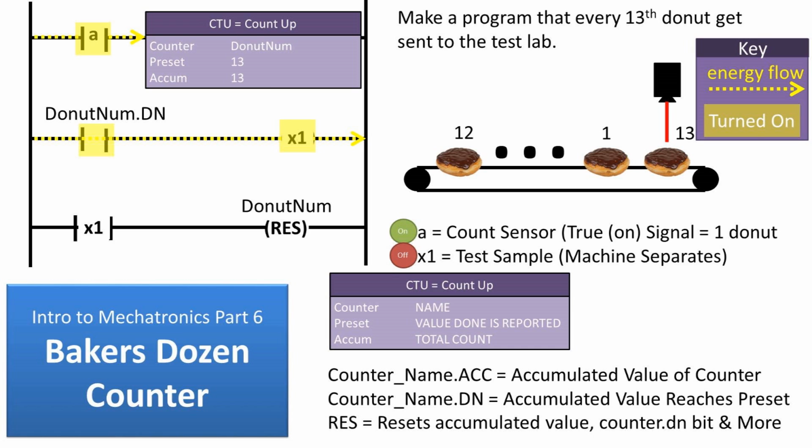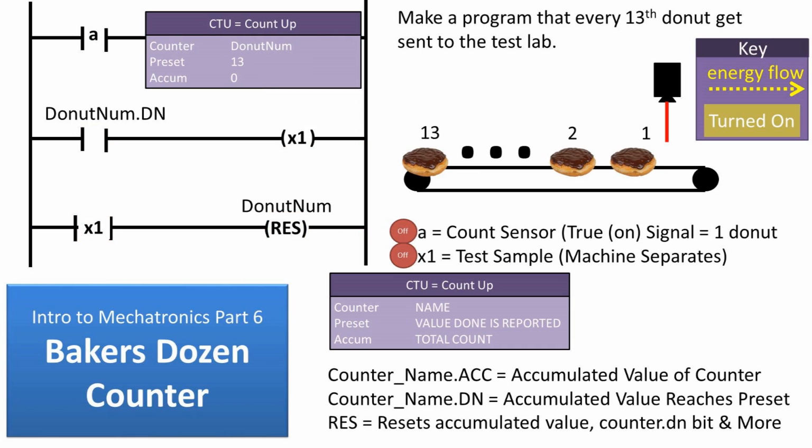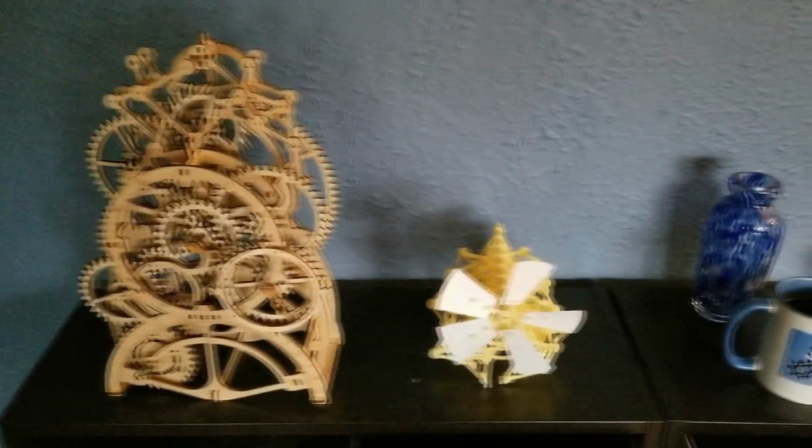At this point, the counter reaches the preset value and reports a done signal to the second rung. This energizes the coil and sets in motion the process to get the donut separated and sent to the test lab. This also energizes the third rung, which then resets the value of the donut num counter to 0. Then the process repeats. Well, I think it's time for me to get a donut.